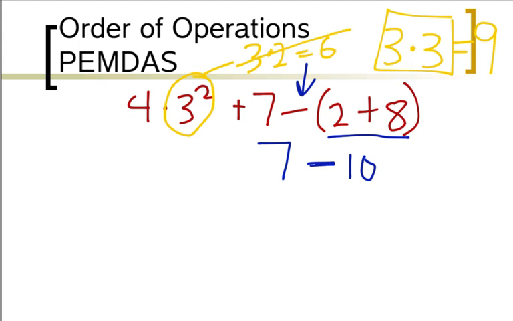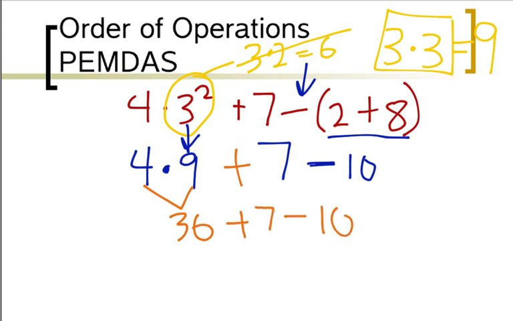So 9 is what needs to replace this 3 squared. And then they're still being multiplied by the 4. Okay. So now at the next step, let's not lose the plus sign. At the next step, I'm supposed to multiply my 4 times my 9 and get my 36, and then I have plus 7 minus 10. So now I work left to right. 36 plus 7, 43, minus my 10, and that should give me 33.